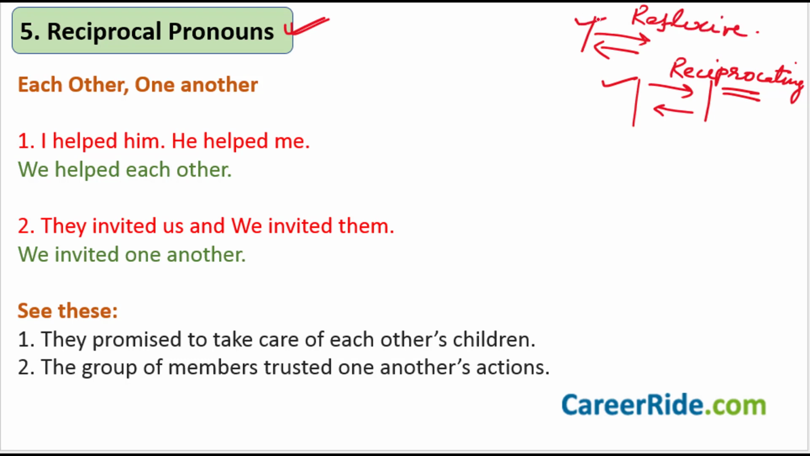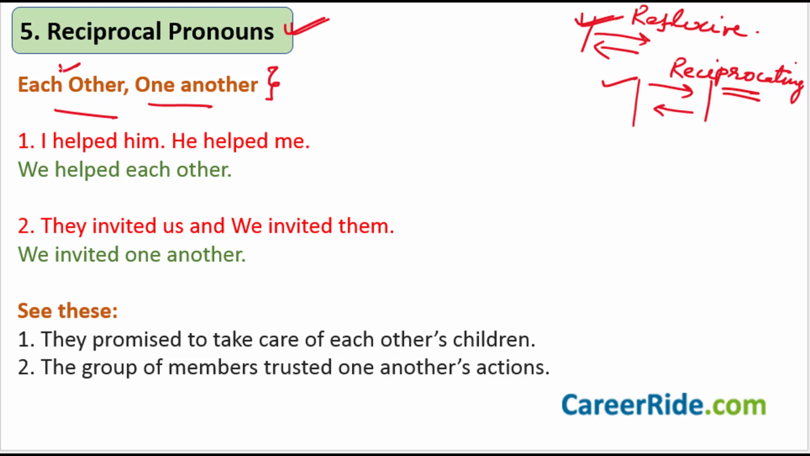right? This is the first thing that you need to understand. These are not the same things. These are two different things, okay? Now the words that are used as reciprocal pronouns are each other and one another, okay? These are the things that you are going to find most commonly in the exams, okay? Now let us see some example sentences. Things will become clear to you, okay?